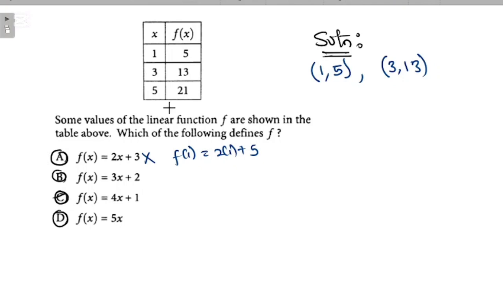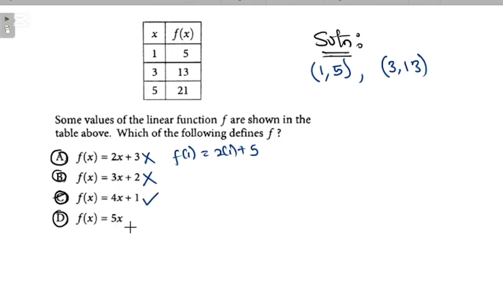So you go to the second one. If you put 1, you will get 5. If you put 3, will you get 13? 3 squared here is 9 plus 2 is 11. This is not true. We go to the third one. Put 1, you will get 5. If you put 3, here is 12 plus 1, 13. Okay. Then we check 5: 4 times 5 is 20 plus 1, 21. So this satisfies the table.